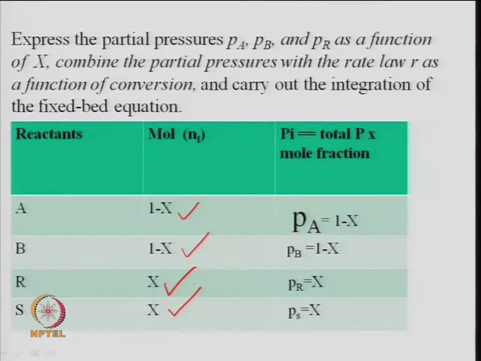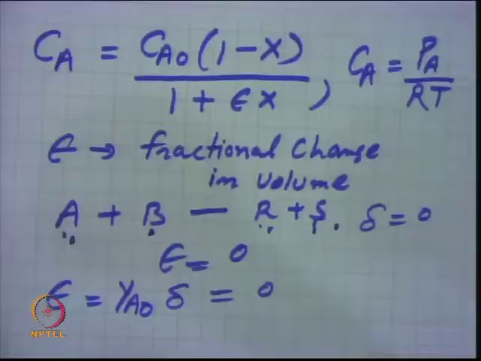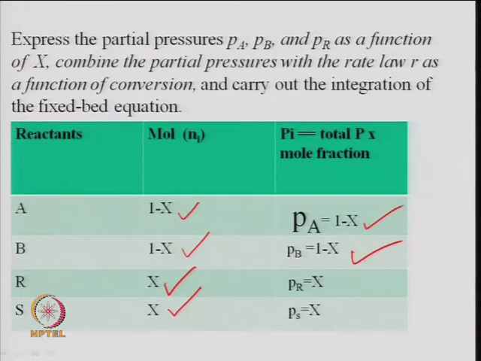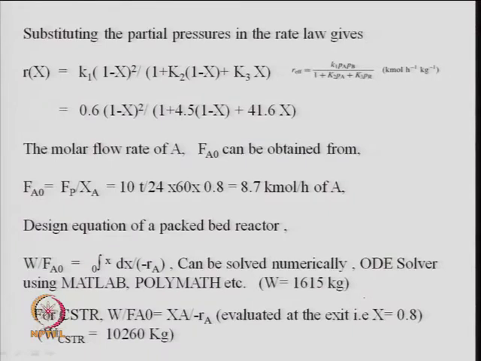So, partial pressure at any time, because P A, P B are to be substituted, is total pressure into mole fraction, right. Here you can see that total moles are the same, there is no change in the number of moles. So, partial pressure of A, P A, is P A naught into 1 minus x, you can calculate that. Same thing for P B, and this is increasing, so this is x and this is x. These values of P A, P B, P R, P S will be substituted in this expression.